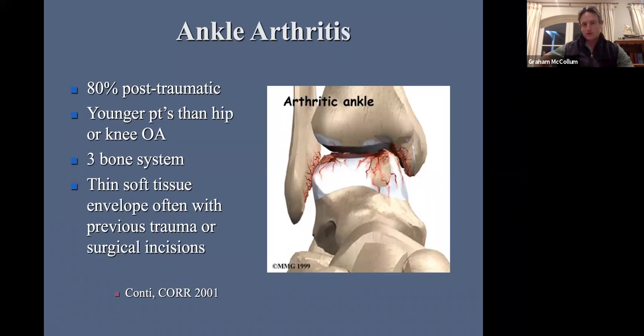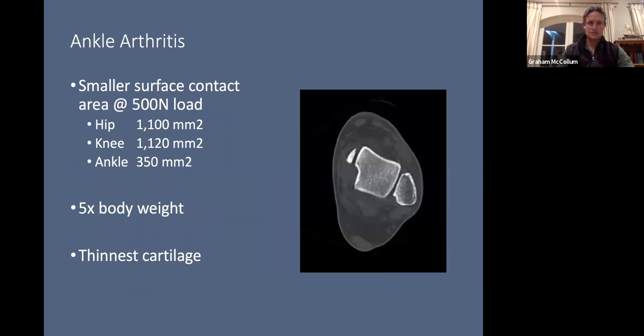So ankle joints, obviously quite a lot different to the hip and the knee. 80% of arthritis of the ankle is post-traumatic in nature. It's a young person's disease, and this is the problem. Whereas arthritis of the hip and the knee is an old person's disease. We're a complex 3-bone system with a very thin soft tissue envelope, sometimes with complex wounds that might have been open at the time of the primary trauma or multiple incisions. So decision making can be a little bit more tricky and complex than some of the other joints.